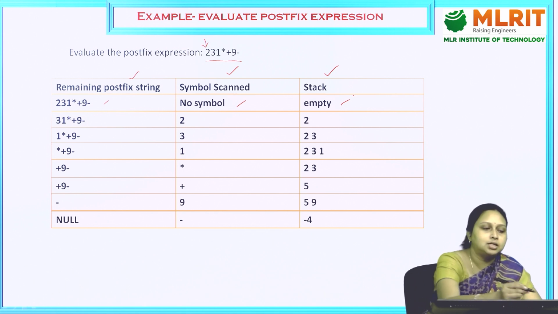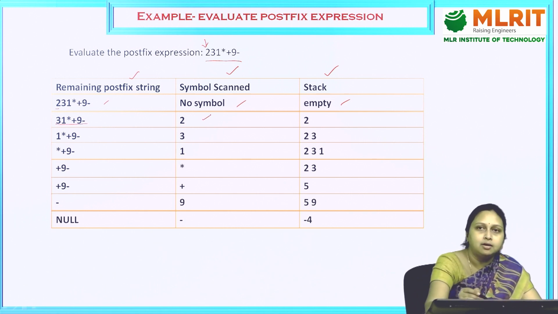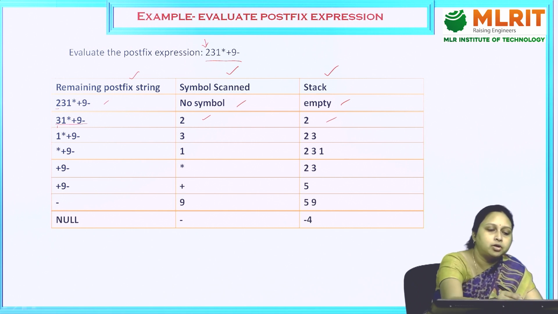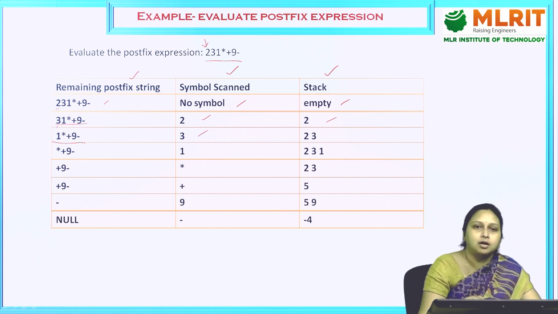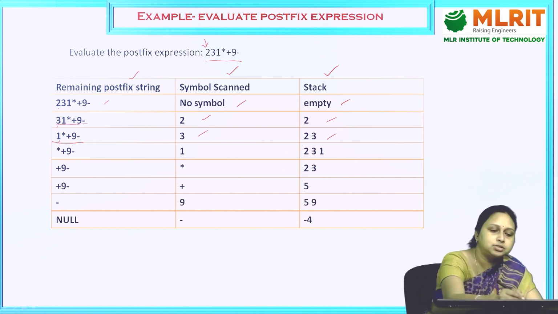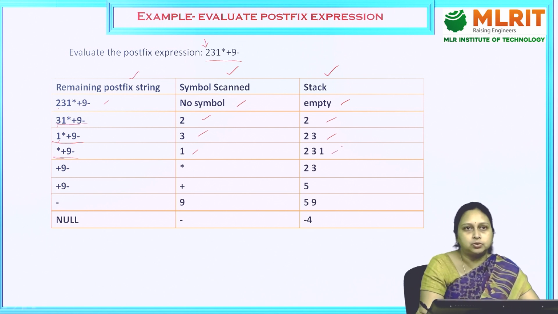Okay. First we scan the input symbol 2, right? The leftover remaining postfix expression I am representing here. 2 is scanned. If I find a constant value, then I am going to push it onto the stack, right? Then the next input symbol which I am going to scan is 3, and this is the leftover postfix string. That one also, since it is a constant value, I push onto the stack. Next, the input symbol which I am going to scan is 1. This is the leftover postfix string. That one also we push onto the stack.